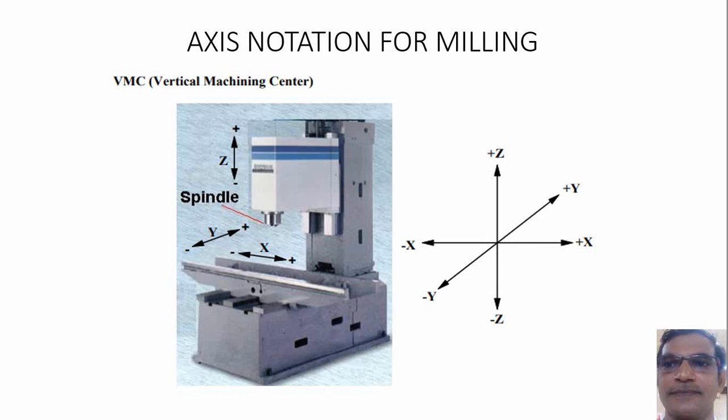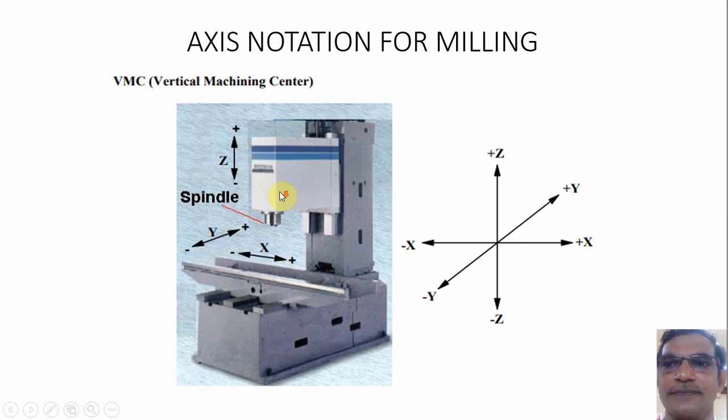This is the diagram for vertical machining center. Here the component is fixed on the table. Simply it will move in X and Y direction. The cutter is vertically mounted. This is called Z-axis. X, Y, Z, all the three axes we are using for milling operation.